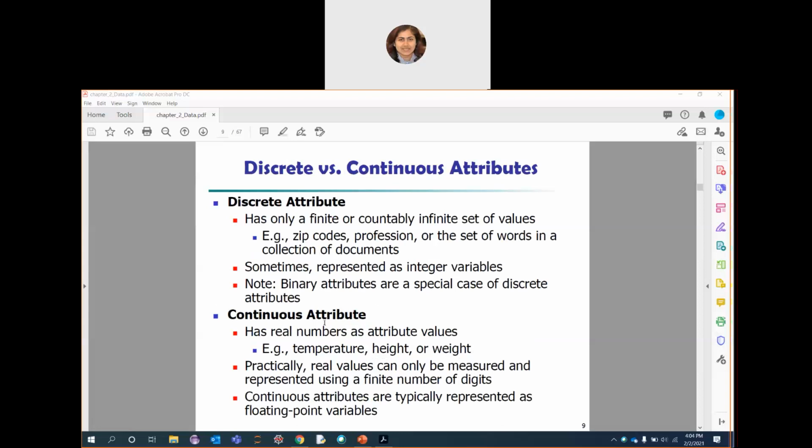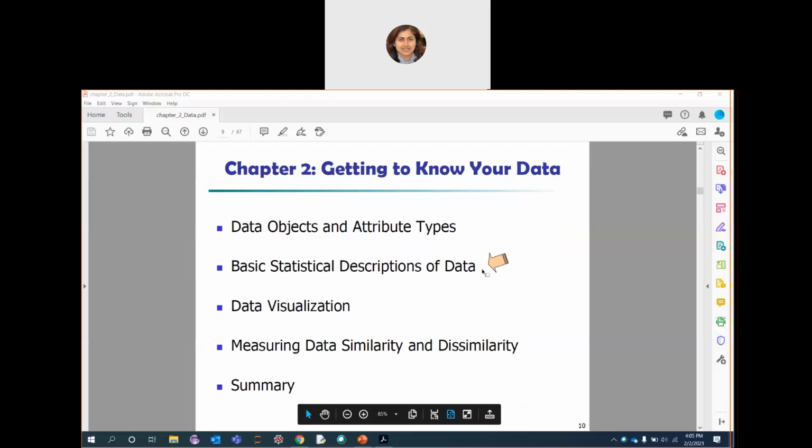Then comes our discrete and continuous attributes. Discrete attributes are just a finite or countably infinite set of values, which may or may not be represented as integers. And continuous attributes are mostly real valued attributes, and these are not restricted to defined separate values, but can occupy any value within a continuous range. So these are some of the classifications of attributes which are important, that you should learn.